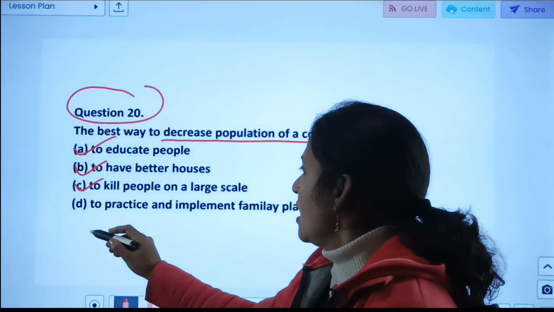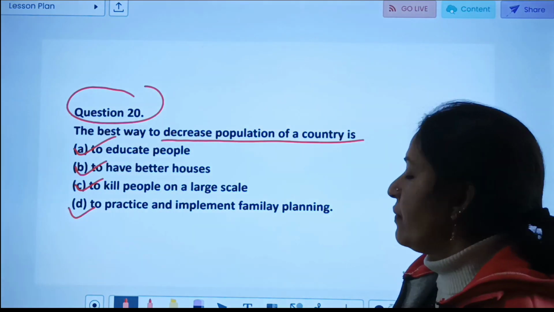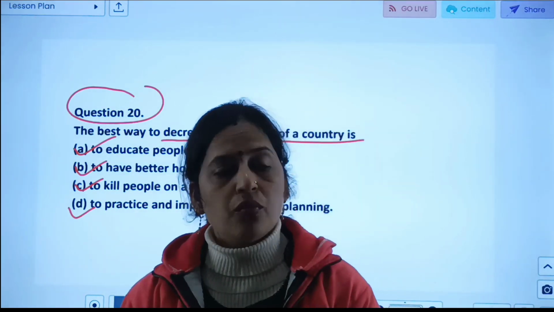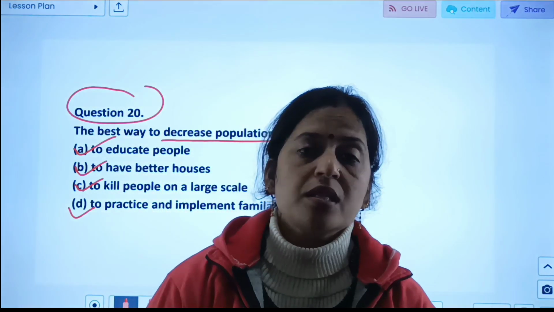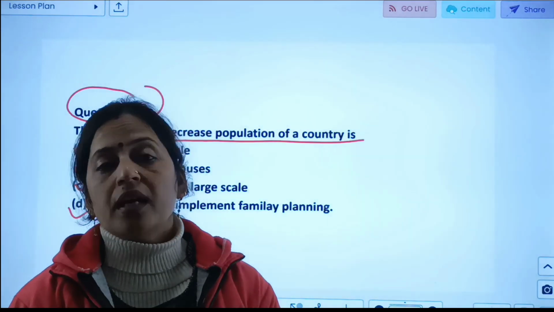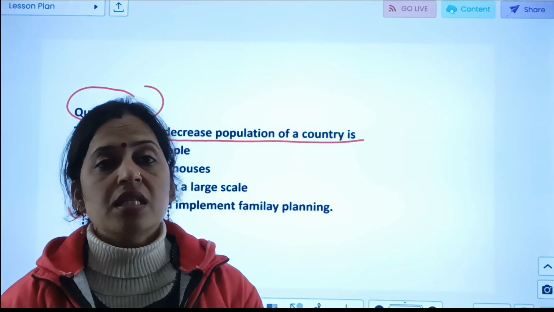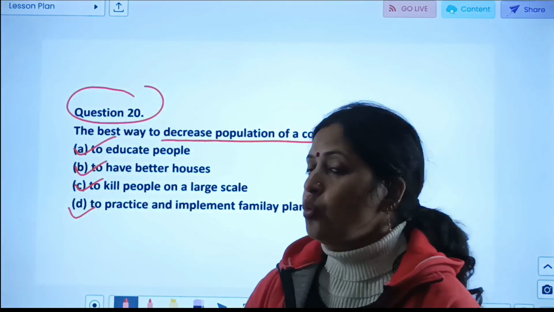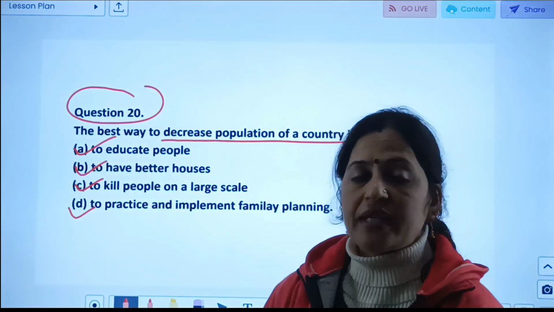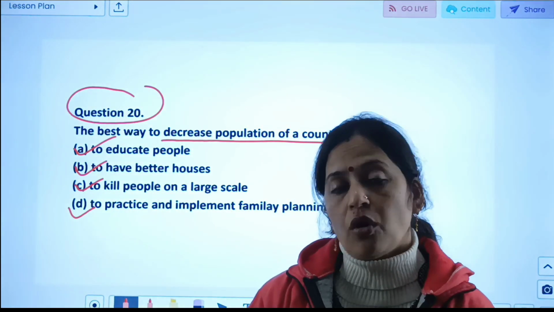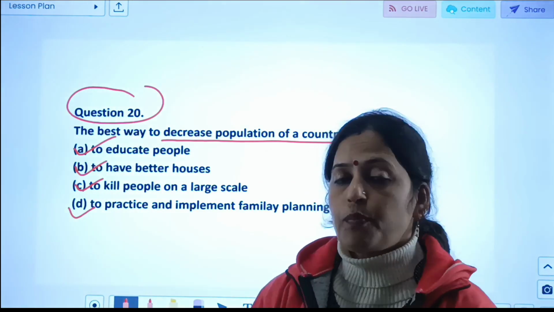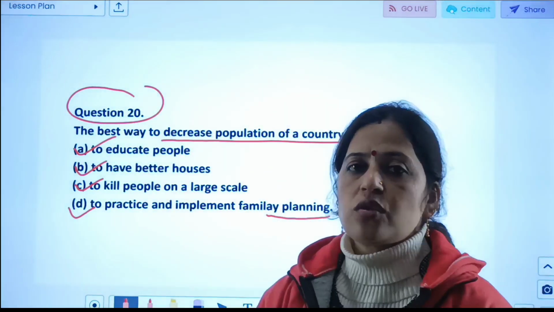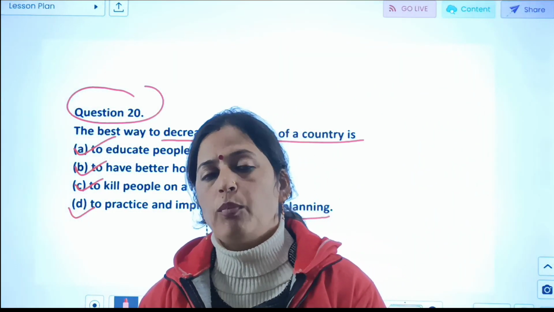and D is to practice and implement family planning. तो अगर हम चाहते हैं कि जो एक बेस्ट वे है to decrease the population especially in our country, so what are the best methods? Options है, number one is to educate the people, second one is to have better houses, third one is to kill the people on a large scale, and the fourth one is to practice as well as implement family planning. So which is the best way to decrease the population in our country?